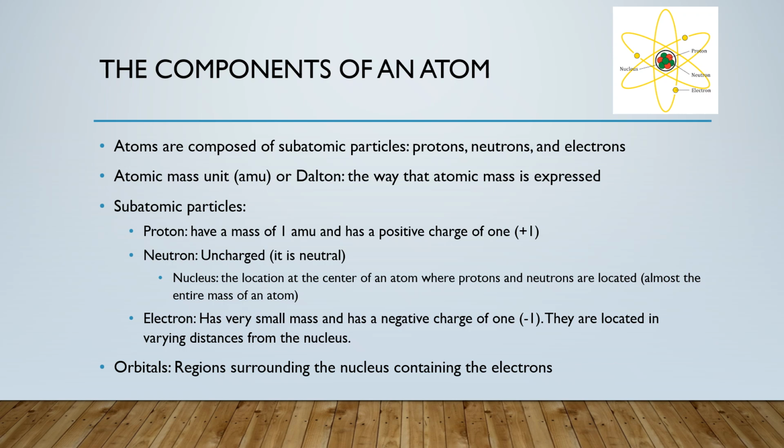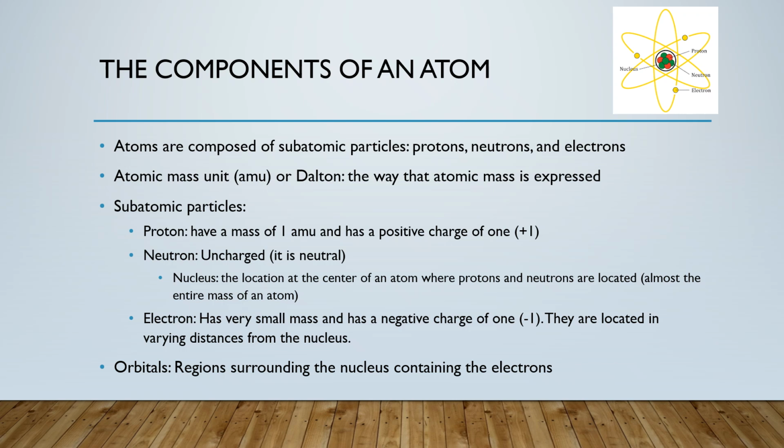An atom is broken into subatomic particles. Protons have a mass of 1 atomic mass unit, and the charge is positive, +1. Neutrons have a mass of 1 atomic mass unit, and the charge is 0 or neutral. And electrons have a very small mass, a charge of -1, and are found in orbitals around the nucleus.